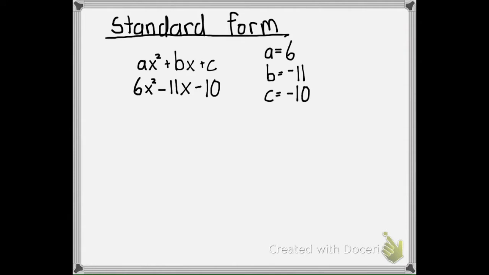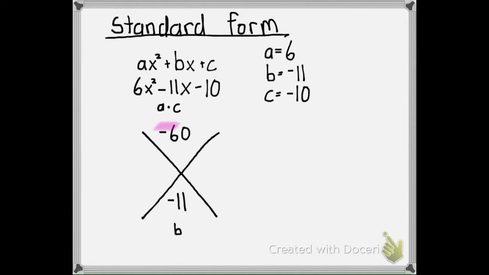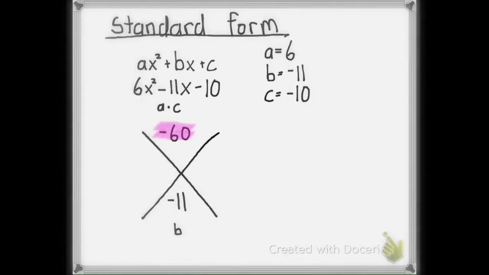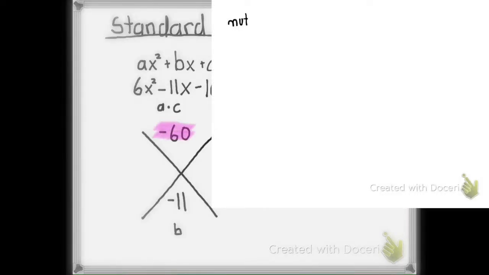Next step in factoring is to draw this x, and in the top space we're going to put a times c, or in our example negative 60. In the bottom we're going to put b, or negative 11. And now we're going to look at the factors of negative 60 that will add up to negative 11.